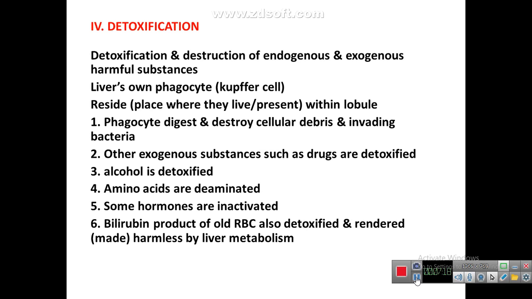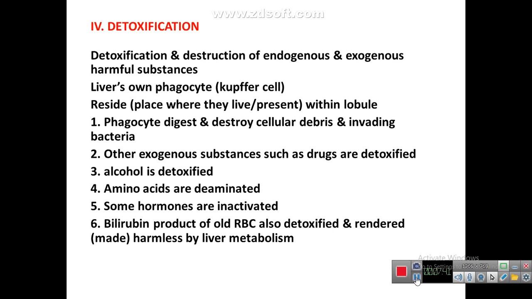Fourth function is detoxification, meaning removal of toxins. Detoxification and destruction of endogenous and exogenous harmful substances. Endogenous, that is produced inside the body; exogenous, that is coming from outside into the body.